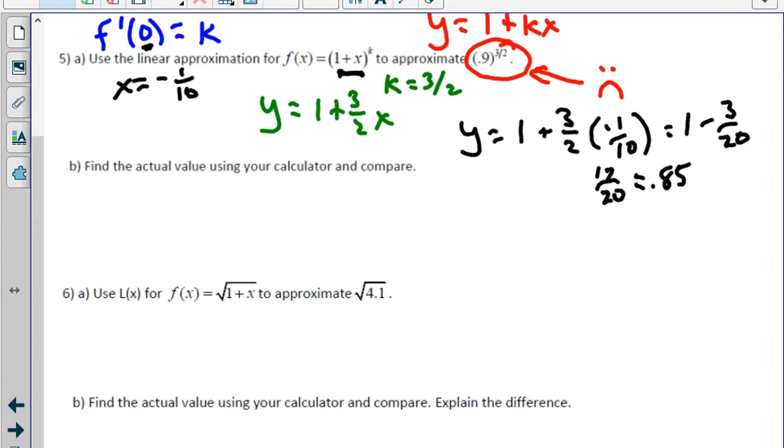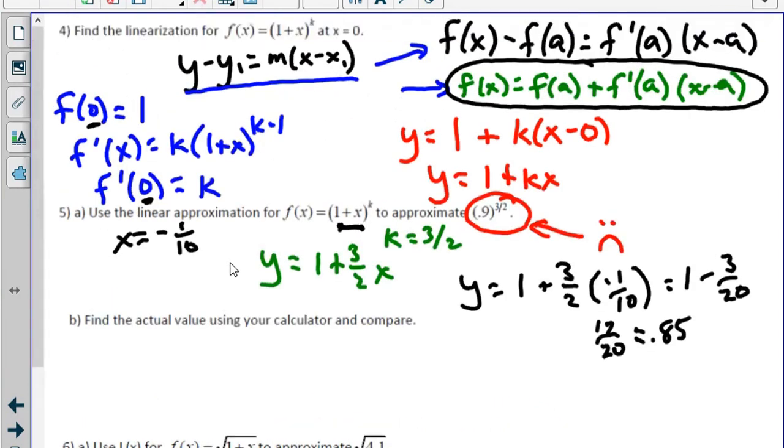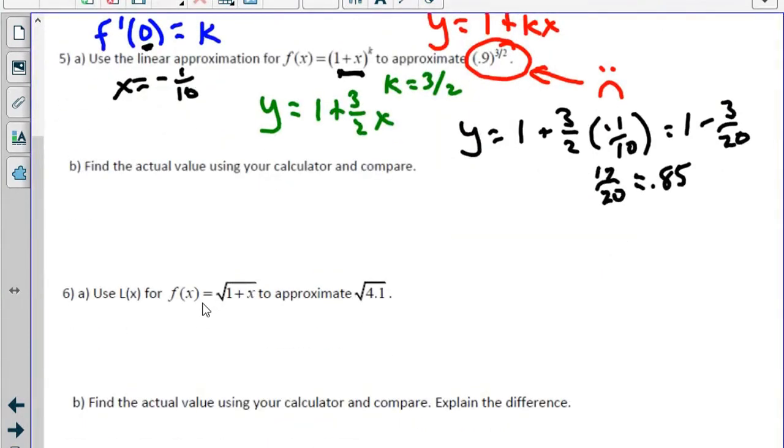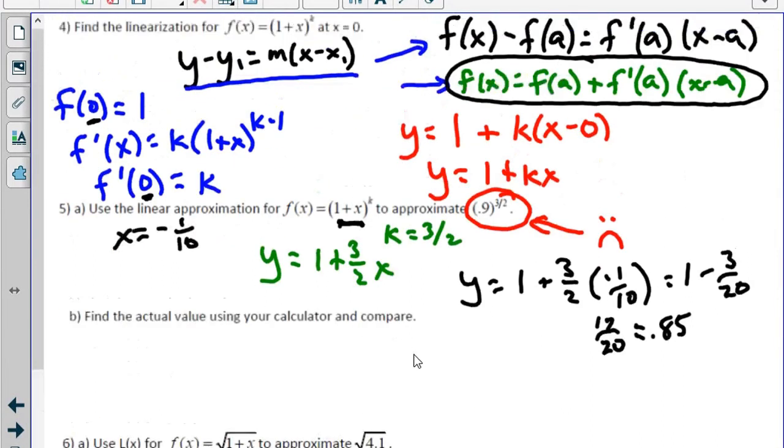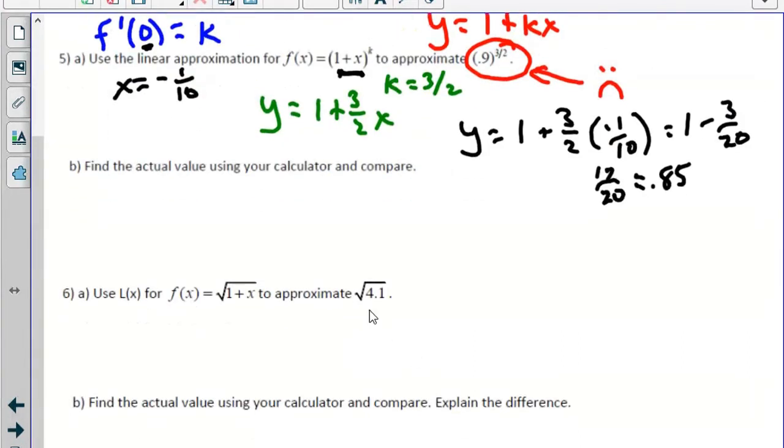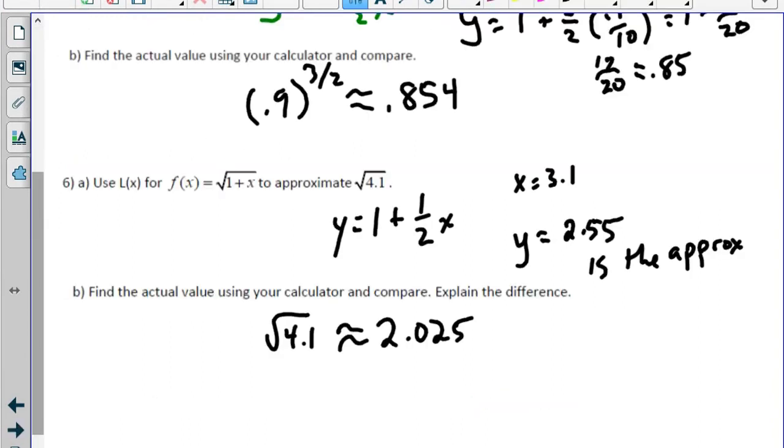Now what we have to do is we want to use L of x, this linear approximation, for root 1 plus x to approximate 4.1. That's going to be the same thing as k to the 1 half. I want you to try this for a and b, and then we'll be back. So after you use the approximation, remember that we know that k is going to be 1 half here. We get about 2.55 as our approximation, and that's not really all that close to the square root of 4.1.